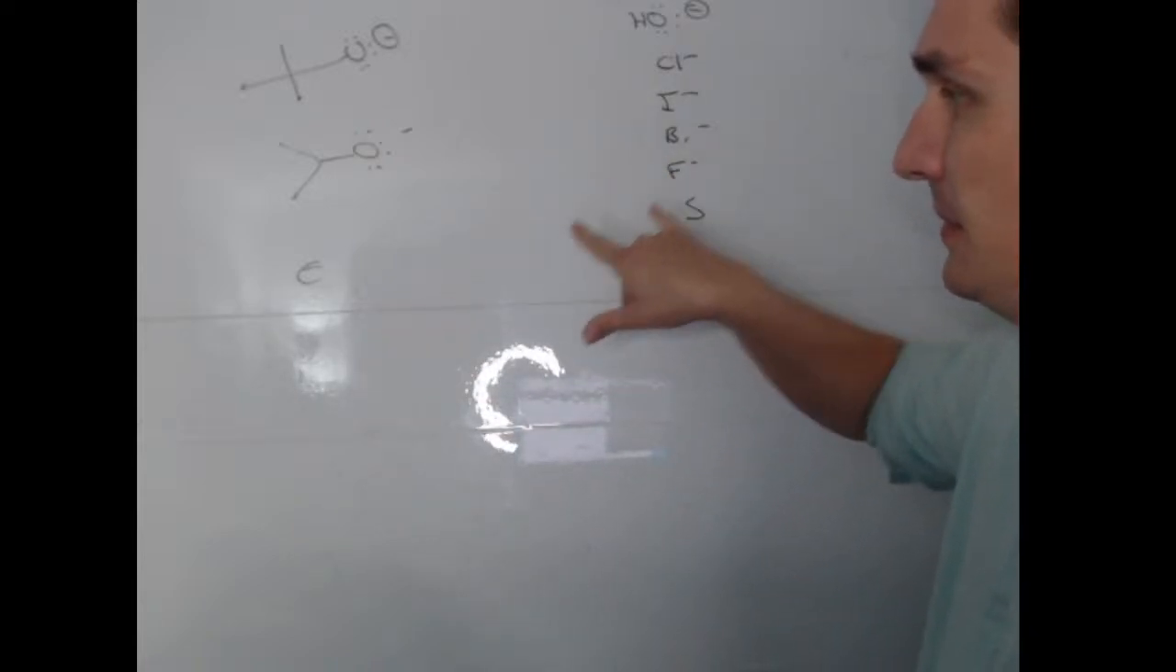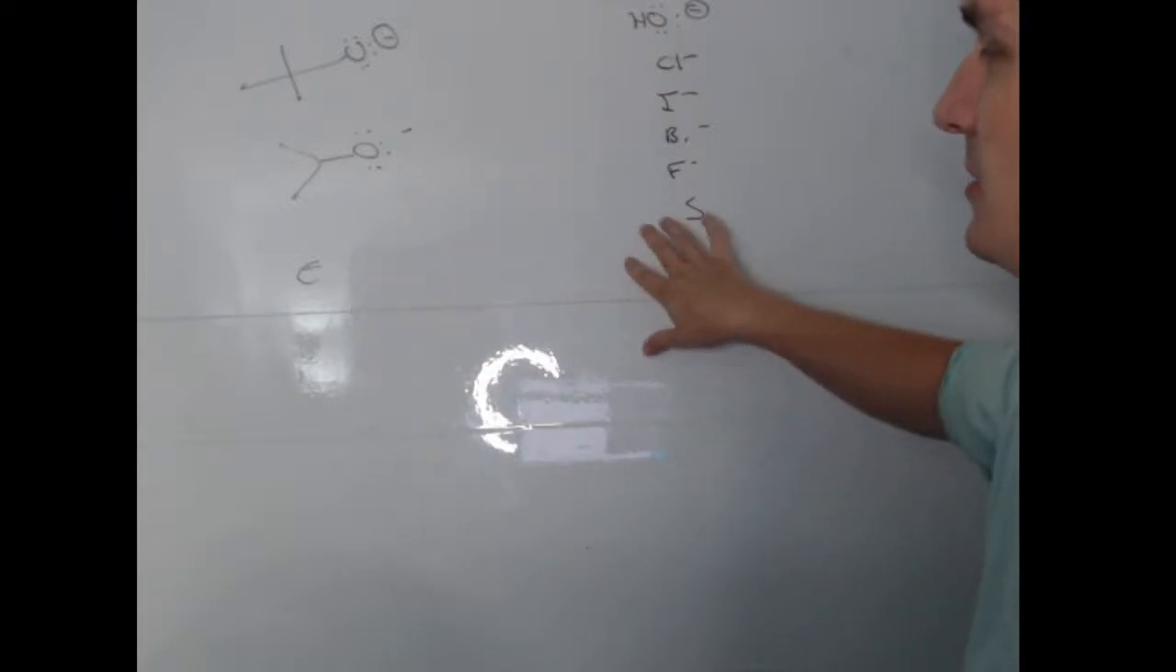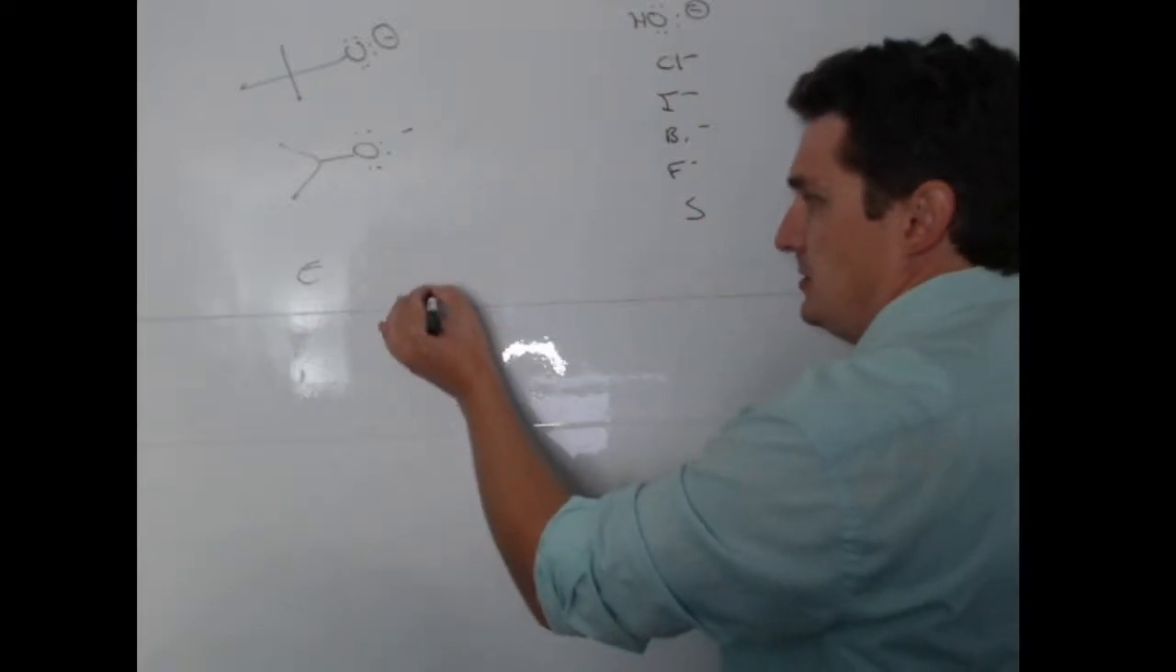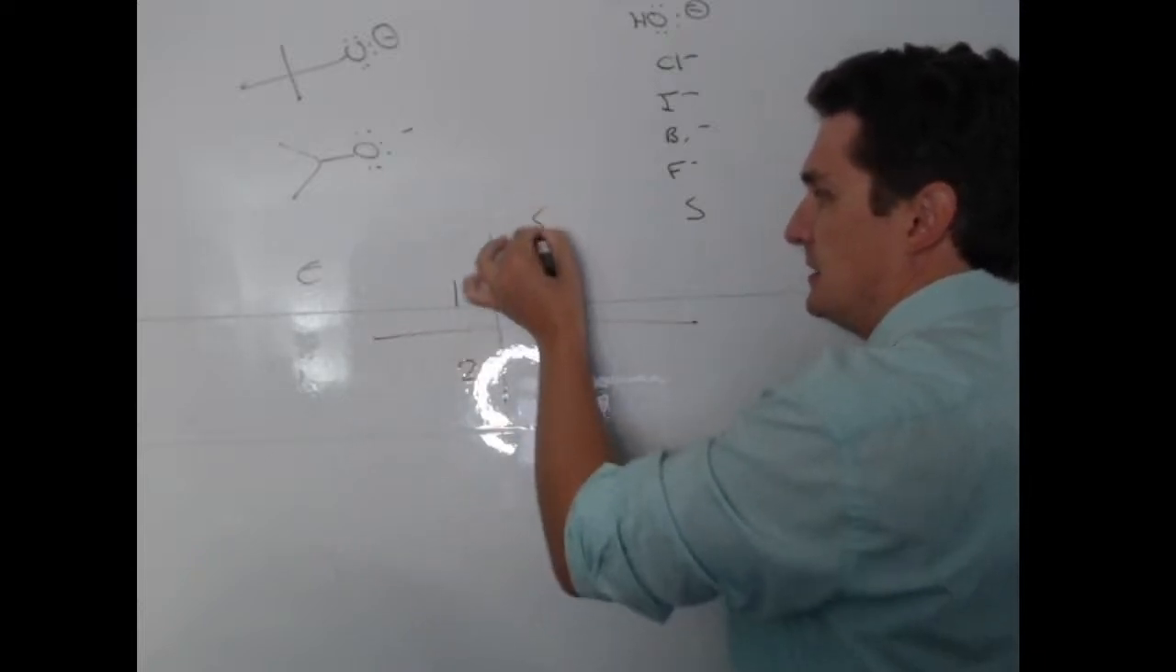Now, E1, E2, SN2, SN1, these kind of follow the same patterns. So your 1 and 2 mechanisms are going to depend on the solvents.